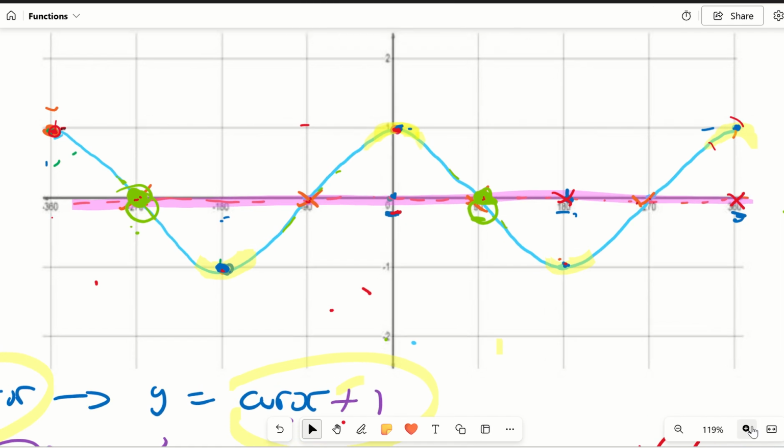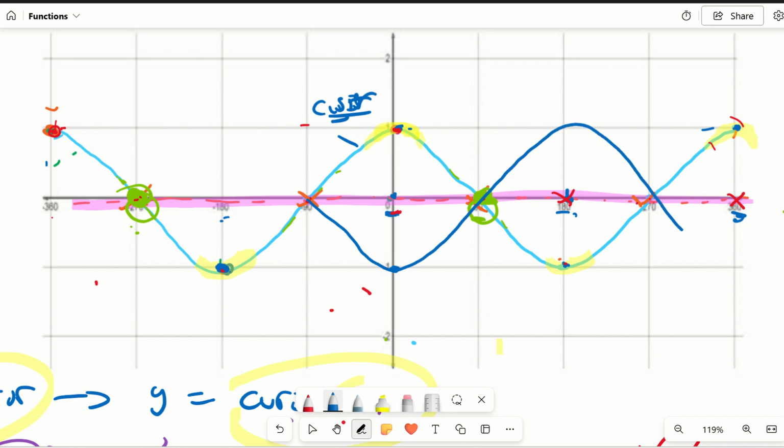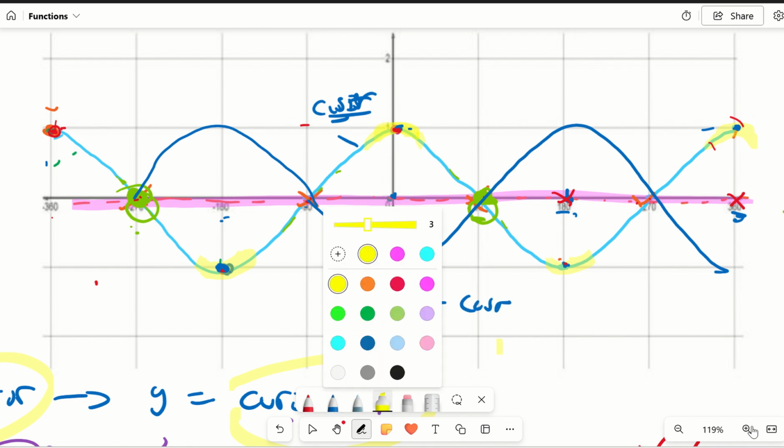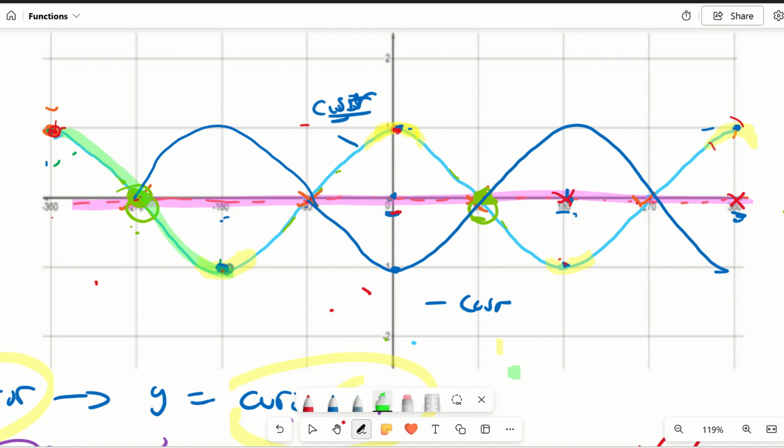So cos x. Let me write there that it is cos x. Now, minus cos x, as I said earlier, is just a reflection through the x-axis. It looks like this. The reflection of this through the x-axis looks like that. Do you see what happens? The original graph of cos x crosses the y-axis at positive 1.